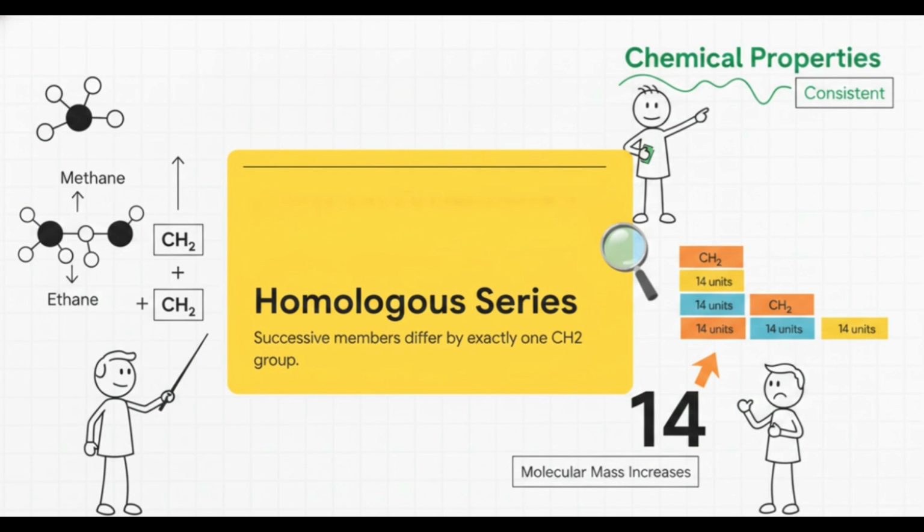Now, as these chains grow, they create what's known as a homologous series. Imagine stacking identical building blocks to make a tower. When you step up from methane to ethane and then to propane, every single jump up the chain adds exactly 1 CH2 group.